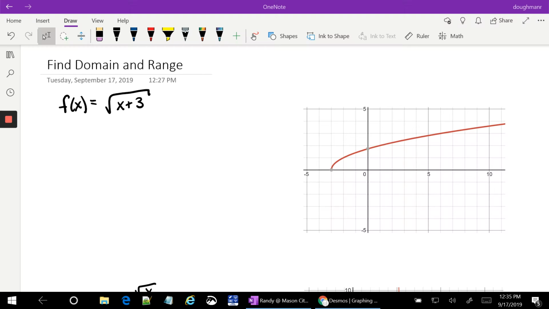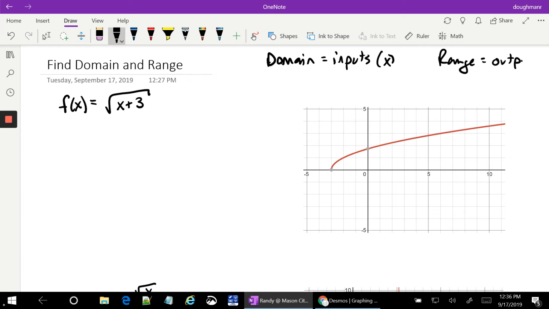Okay, I'm going to review finding the domain of a function and then add finding the range. Remember, domain has to do with the inputs. So domain is about the inputs, which is values of x. And the range is the output, or the values of y. So let's look at the function f of x equals the square root of x plus 3.